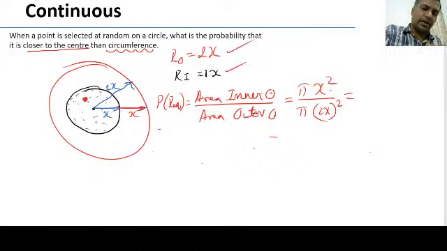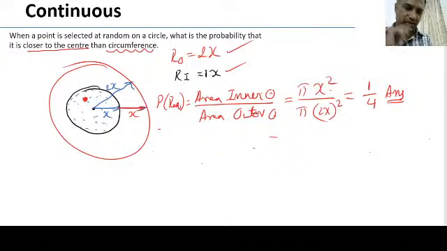R values I have already mentioned. Therefore, what is it going to be? 1 divided by 4. That's the answer. The answer to this question is going to be 1 divided by 4, not 1 by 2. Right now it is the areas. Okay, let's do one more question here and then we'll stop with this.